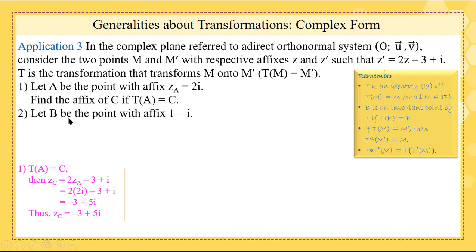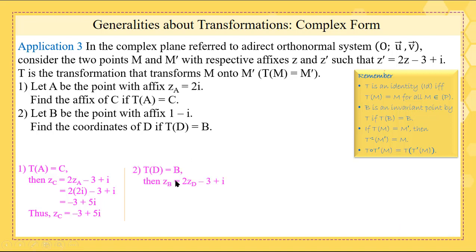Part 2. Let B be the point with affix 1 minus I. Find the coordinates of D if T of D is equal to B. Try to answer it. Now T of D is equal to B, then ZB equal to ZD minus 3 plus I. If we substitute ZB by 1 minus I, we get ZD equal 2 minus I. Thus, the coordinates of D are 2, minus 1.